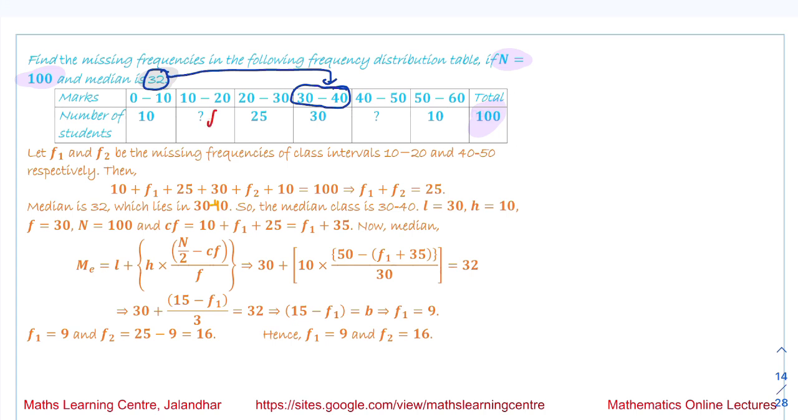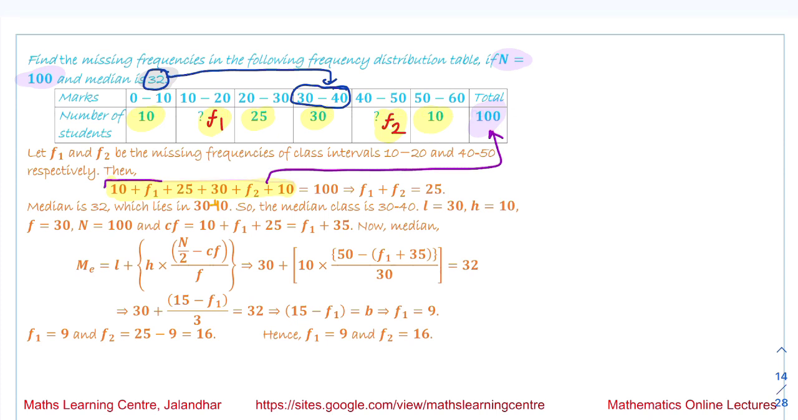Suppose the missing frequencies are f1 and f2. If we add all these frequencies, it is 10 plus f1 plus 25 plus 30 plus f2 plus 10. We are talking about this value. This should be equal to 100. The sum is 100.